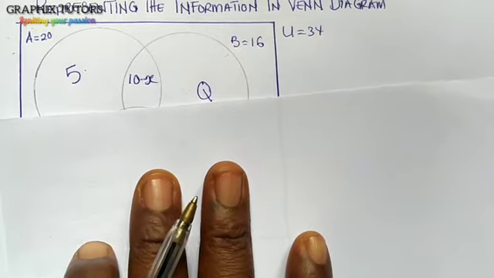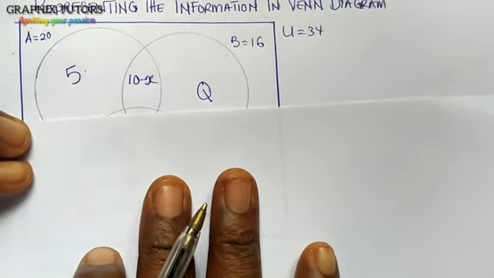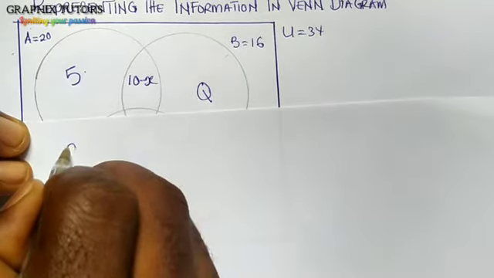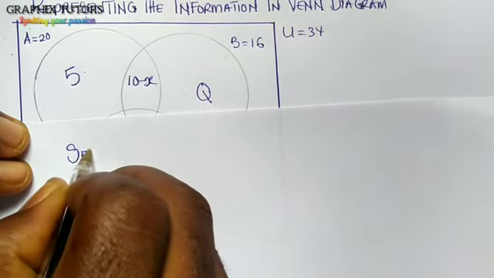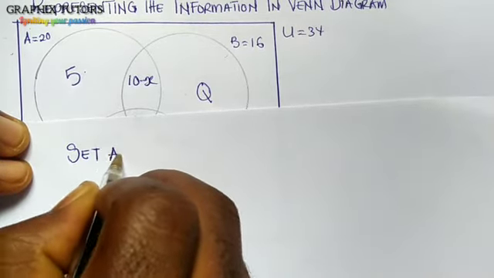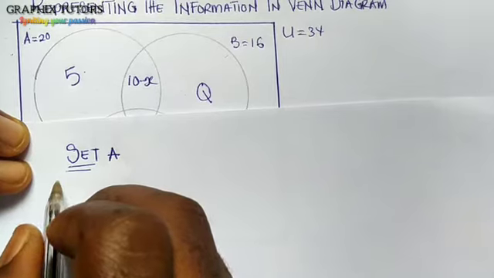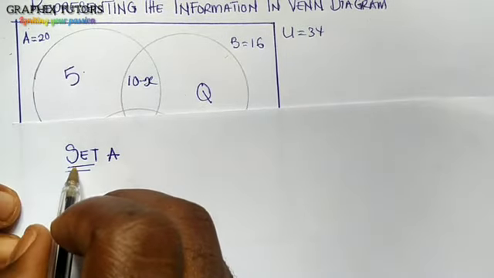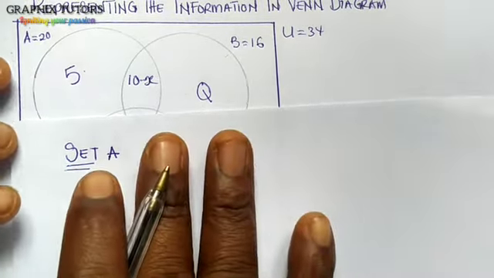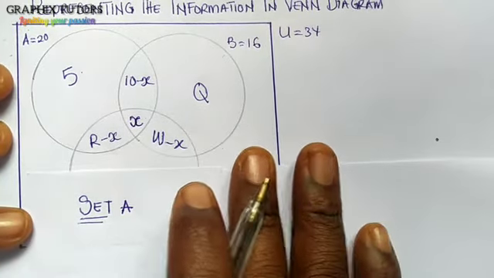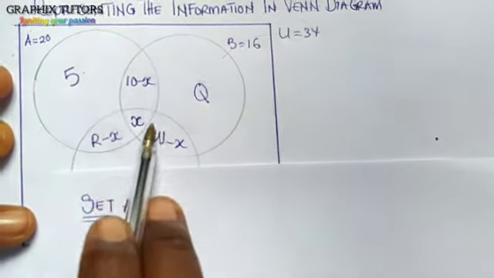What do we have in set A? For set A, I want to consider what? Set A. So at set A, what do we have? This is what we have about set A. Everything here is set A.